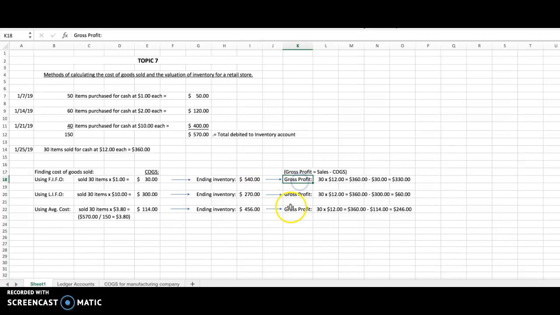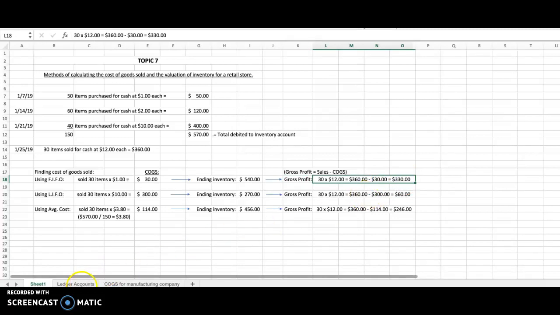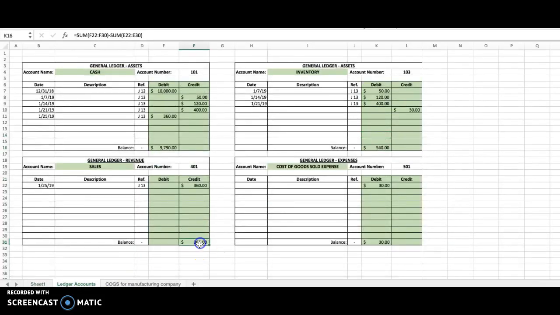To follow it through, gross profit now is sales minus cost of goods sold. So the gross profit in this case, using FIFO, is $360 minus 30, meaning a gross profit of $330. If you look at the accounts, you can actually see that. Sales is $360 minus cost of goods sold of $30 would give us the $330 gross profit.